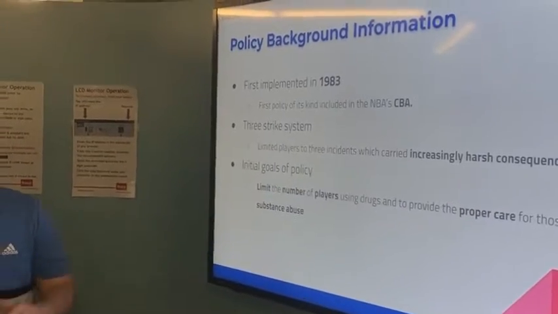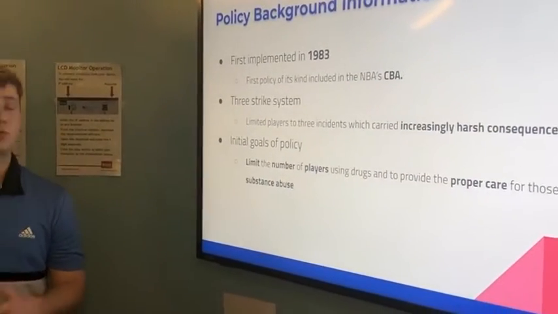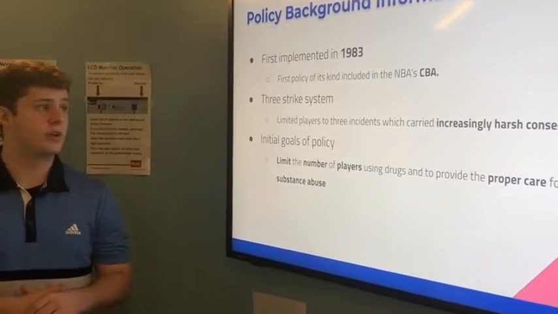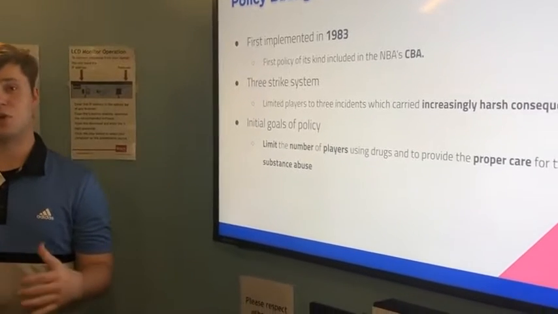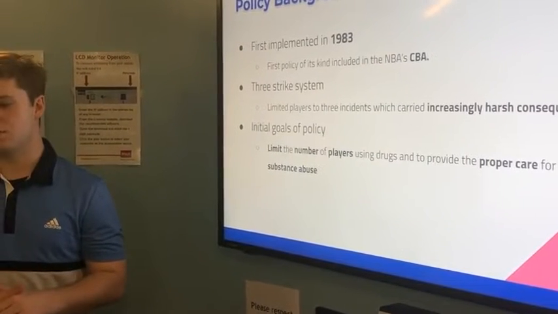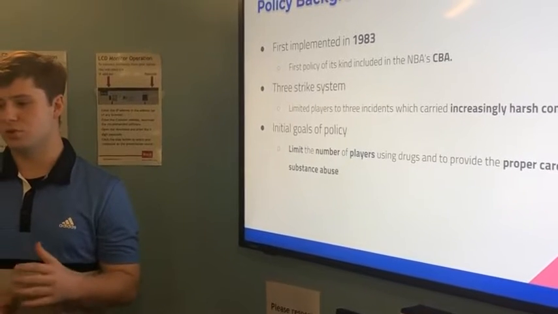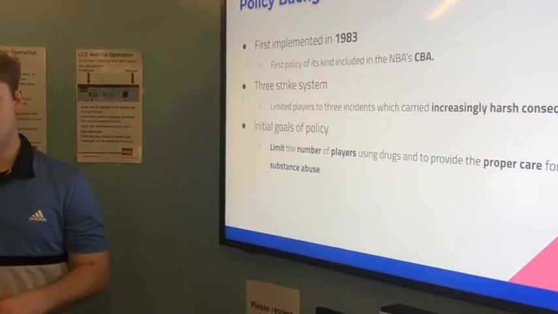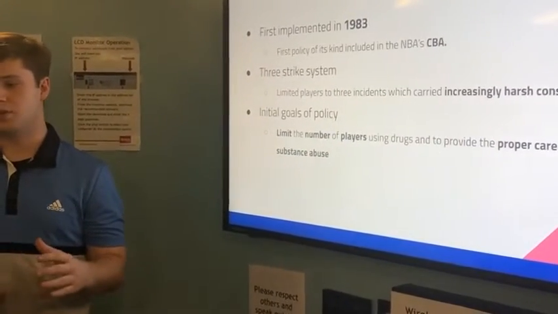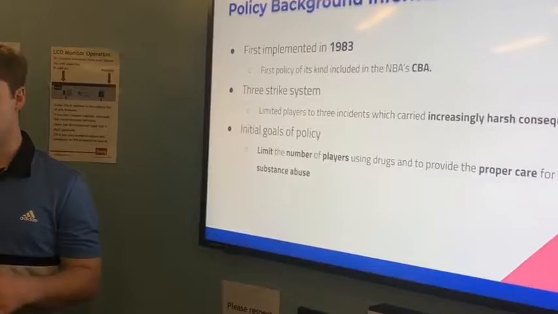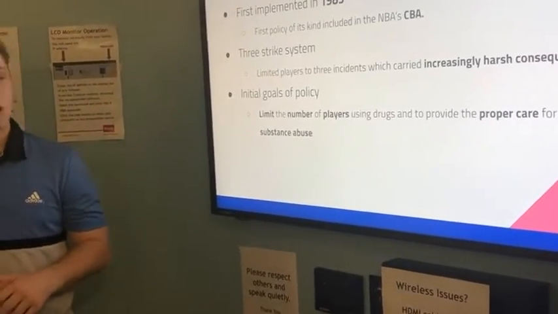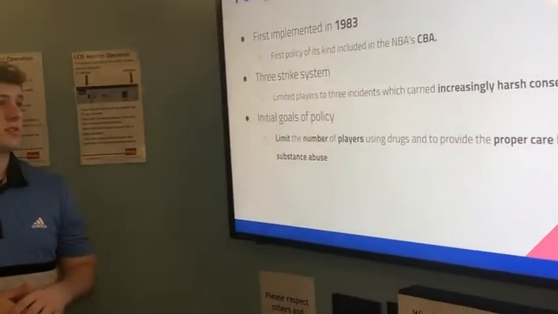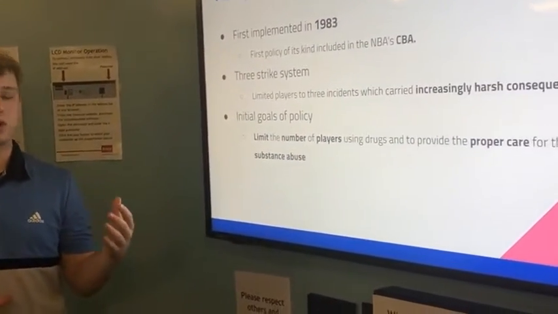Alright, so we're going to be looking at the policy background information. This policy was first implemented in 1983, and it was the first policy of its kind included in the NBA's collective bargaining agreement. This policy is predicated on eliminating drug use in the NBA, along with ensuring that players who use drugs are provided with the treatment necessary to help overcome substance abuse. This is the first league to fully acknowledge and attempt to implement policies that deal with players and their drug issues. So there's a three-strike system in place, and these incidents carry increasingly harsh consequences.